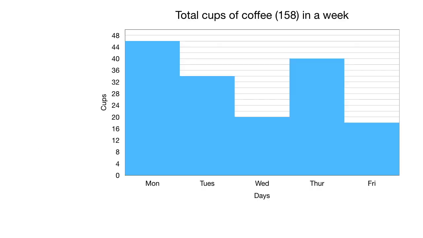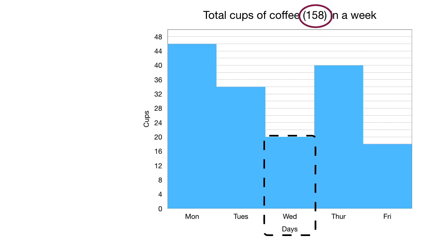All right, so as always, follow the system, right? First, we're going to read our title. What is this histogram telling us? It's telling us the total number of coffee cups, 158 in a week. Then the y-axis is telling us the number of coffee cups consumed. And then the x-axis is telling us how many of these cups were consumed Monday, Tuesday, Wednesday, Thursday, or Friday. And the question is asking us about Wednesday. Okay, so we're going to look at that. So if we follow the bar graph to the top, it's 20 cups of coffee.